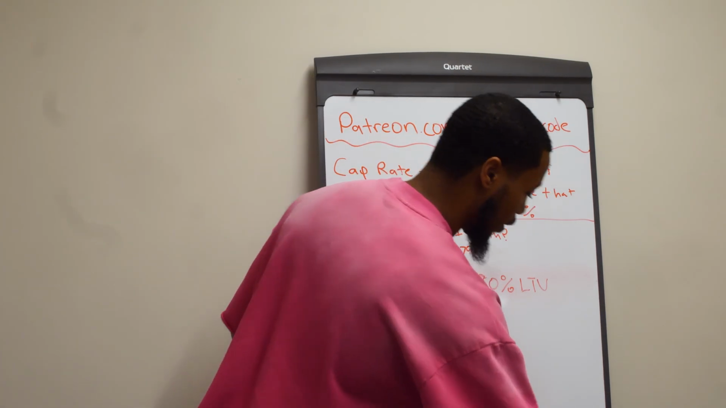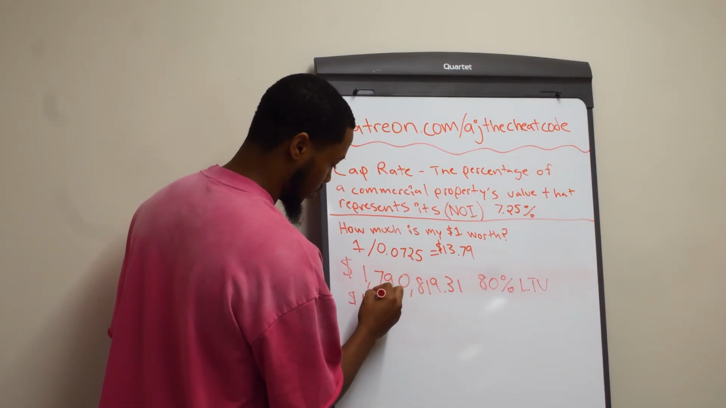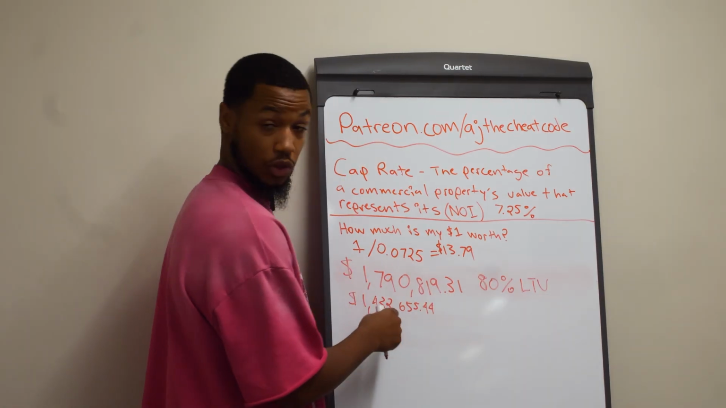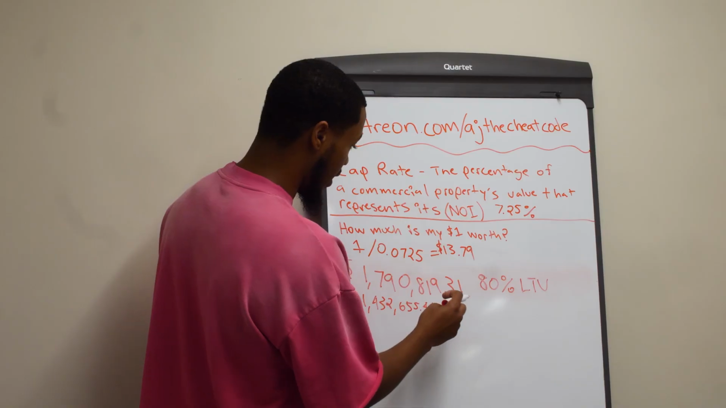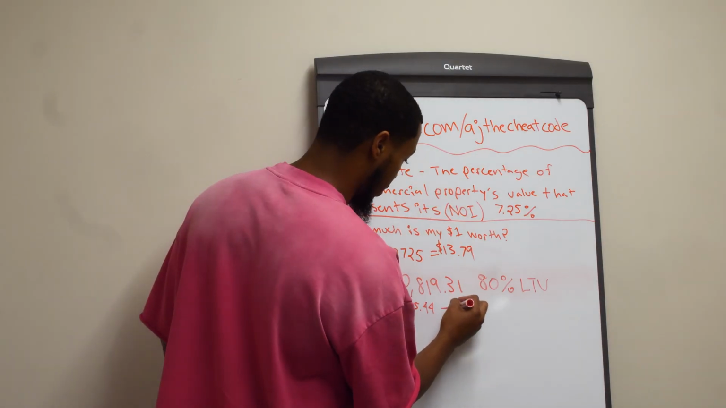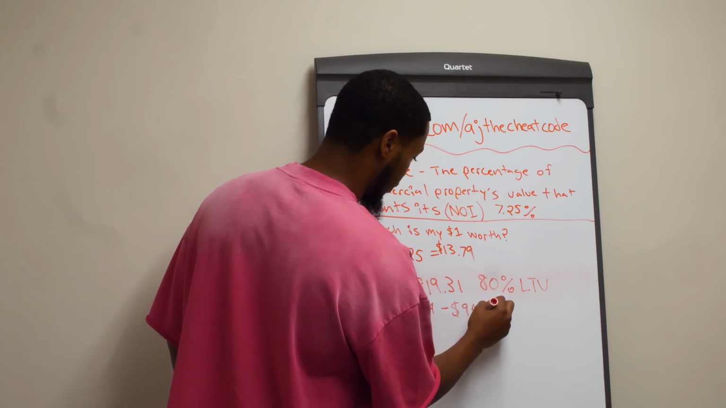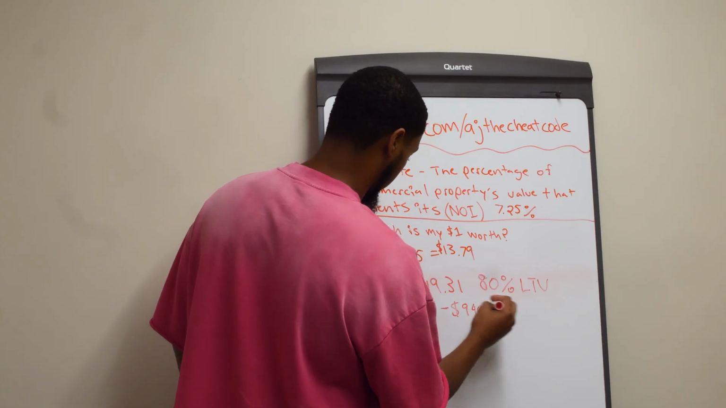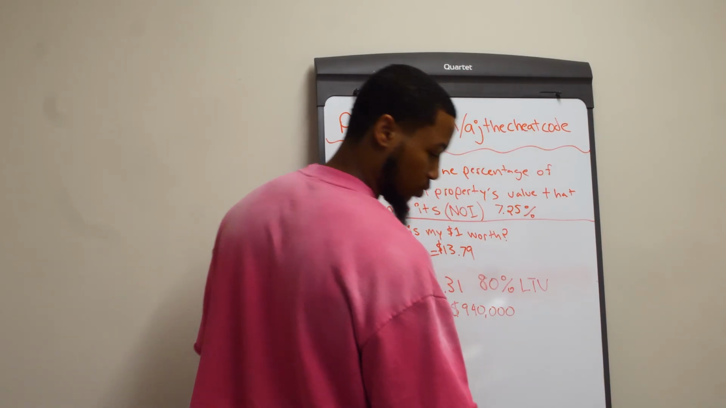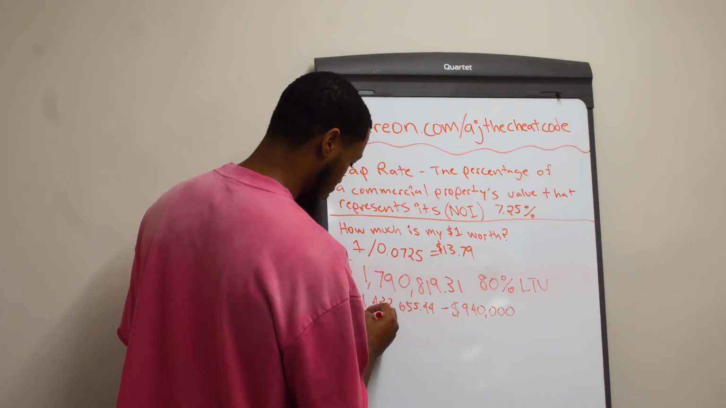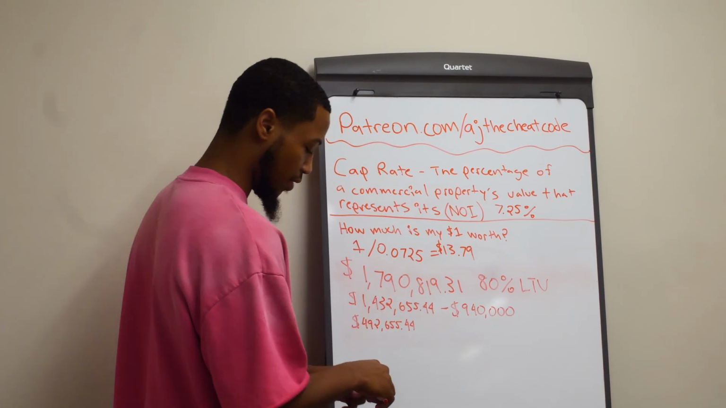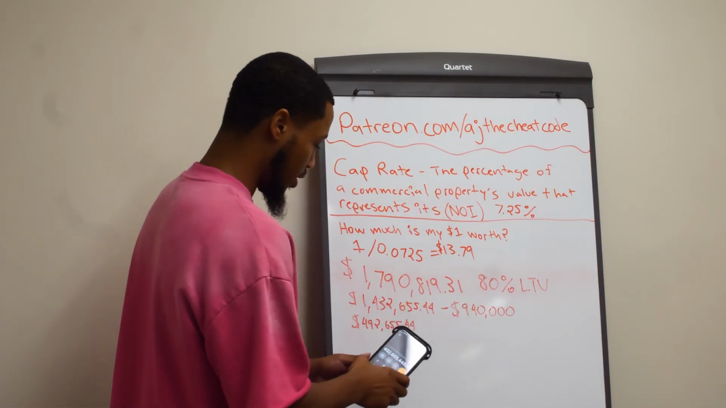That's 1.432 million, right? So you got 1.432 million, and I'm going to subtract what I got the building for, which was 940 grand. So that gives you $492,655.44.